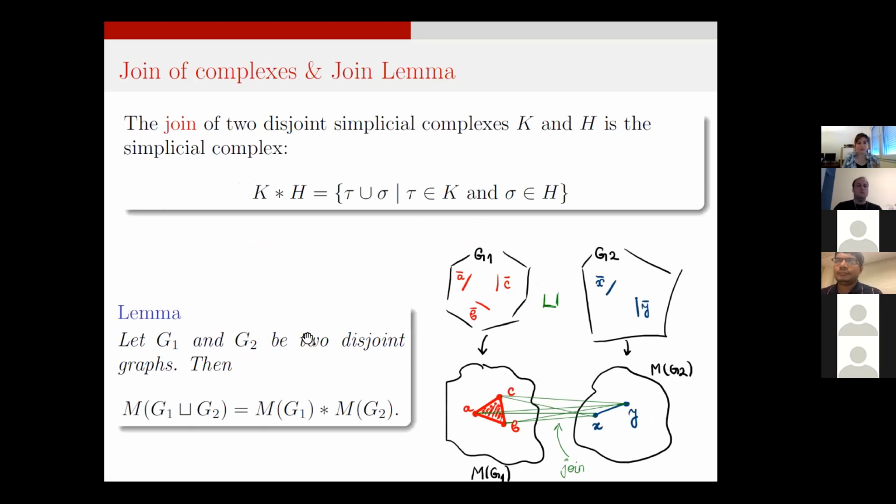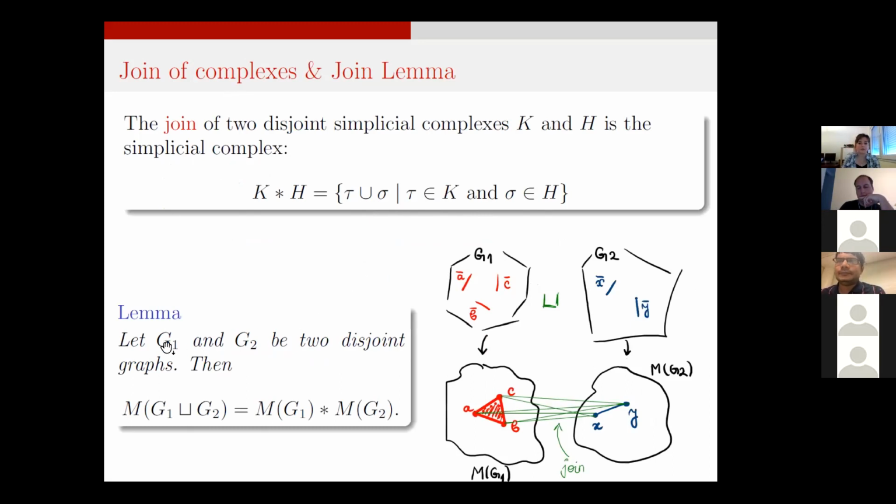So I'm just going to remind you of the definition of join. The join of complexes, while it's a simple construction: we take two complexes, or disjoint copies, and we take all the unions of a simplex from one side and a simplex from the other side. So all of them, a very simple thing. And why do we care about that?